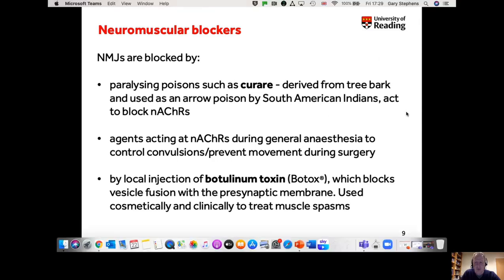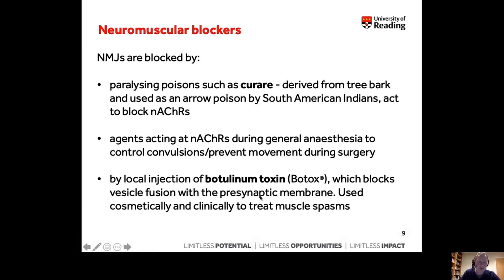Botox, which we'll talk about again probably in other parts of the course. The reason Botox is useful cosmetically, but also, of course, therapeutically, is because Botox prevents the fusion of the vesicle with the presynaptic membrane, and so you can effectively block a neuromuscular junction. Cosmetically, that might cause relaxation to get rid of frown lines and wrinkles. More importantly, medically, it can treat muscle spasms. These are things to find out about in other parts of the course.